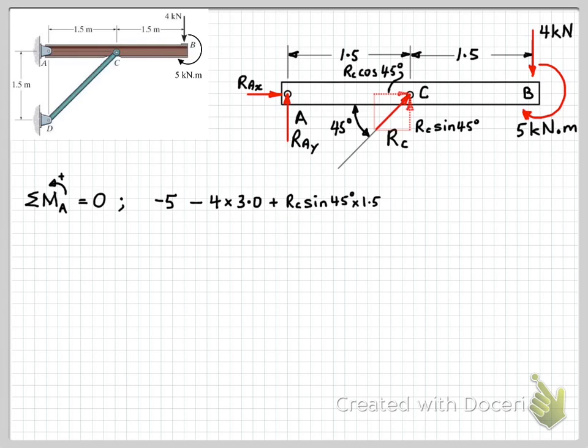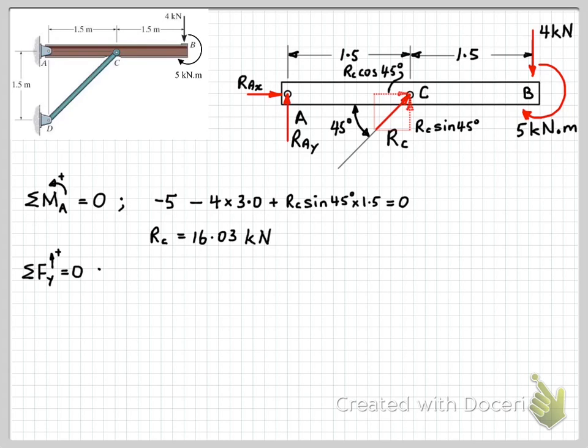So there are all the moment effects, and all of that is equal to 0. So we now have one equation and only one unknown, which is our unknown force RC in our strut CD. So do the algebra, rearrange the equation and solve for that unknown force, and in this case we get 16.03 kilonewtons.